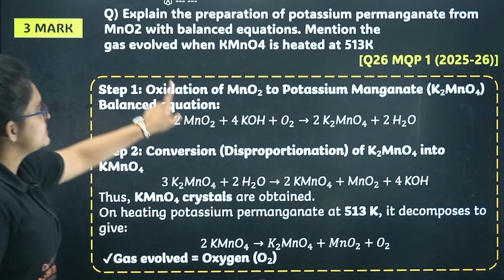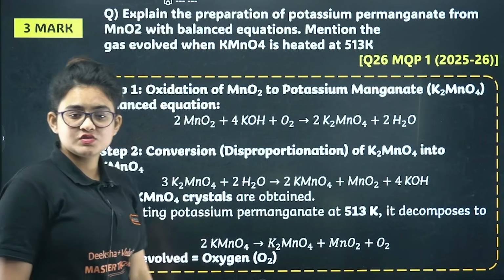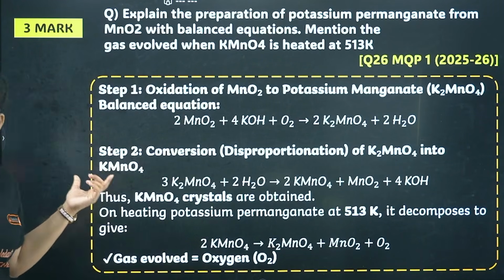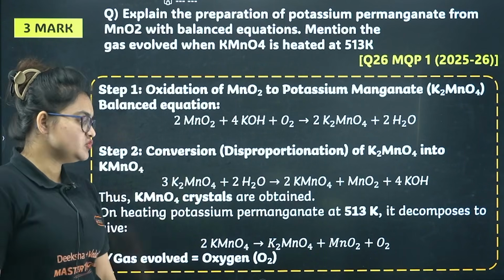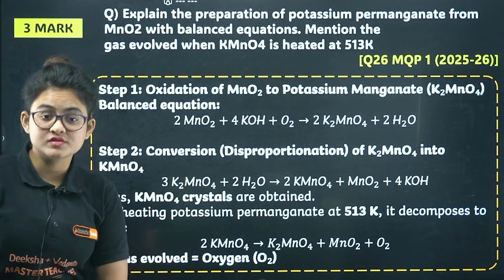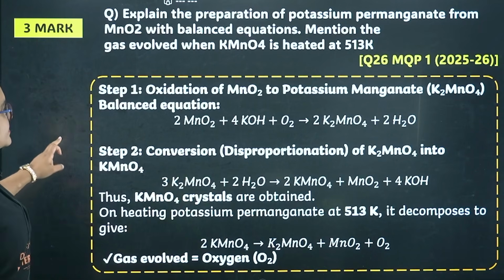Next, mention the gas evolved when KMnO4 is heated. We already did this in the form of fill in the blanks. Here again, KMnO4, if it is heated, you will get K2MnO4 plus MnO2 plus oxygen gas. Okay, let's proceed.